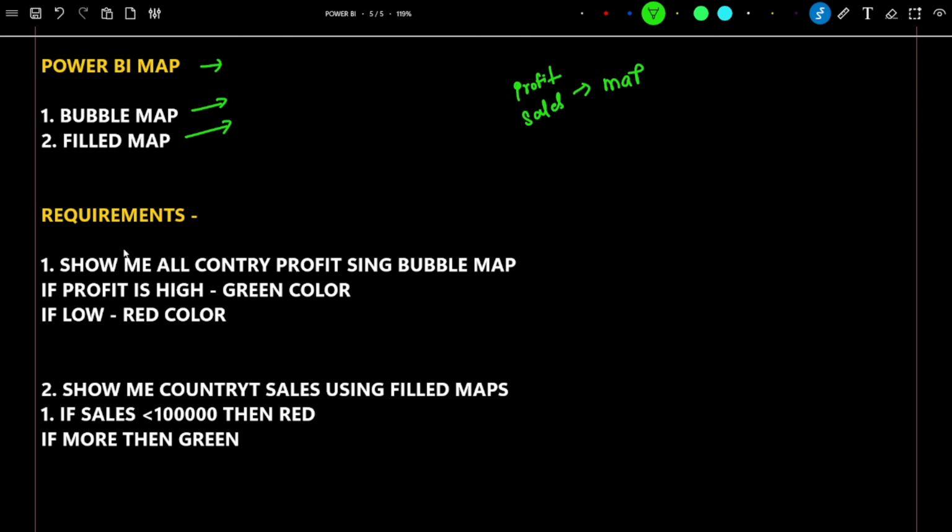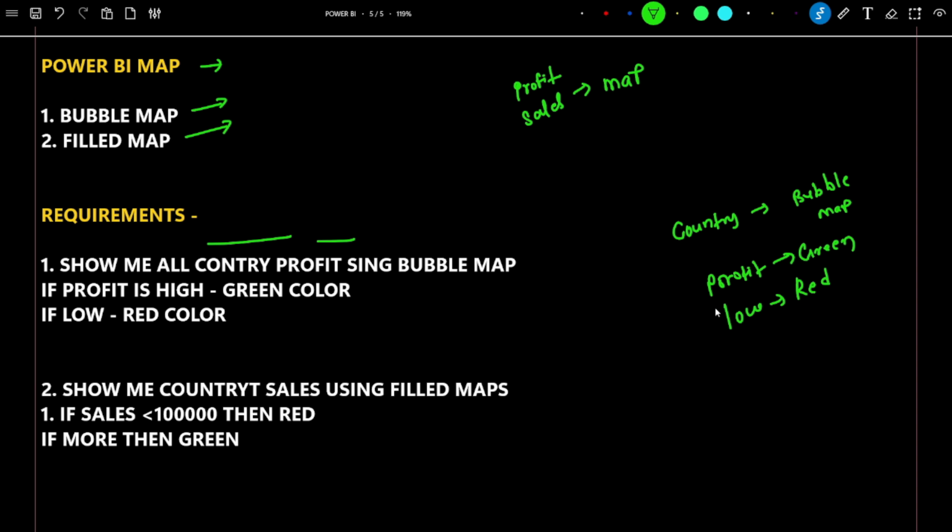So let's first understand the requirement. Our first requirement is: show me all the countries' profit using a bubble map. So what we have to do is show all the countries using a bubble map, and if the profit is high, then show it in green color. If the profit is low, then show it in red color. That is our first requirement.